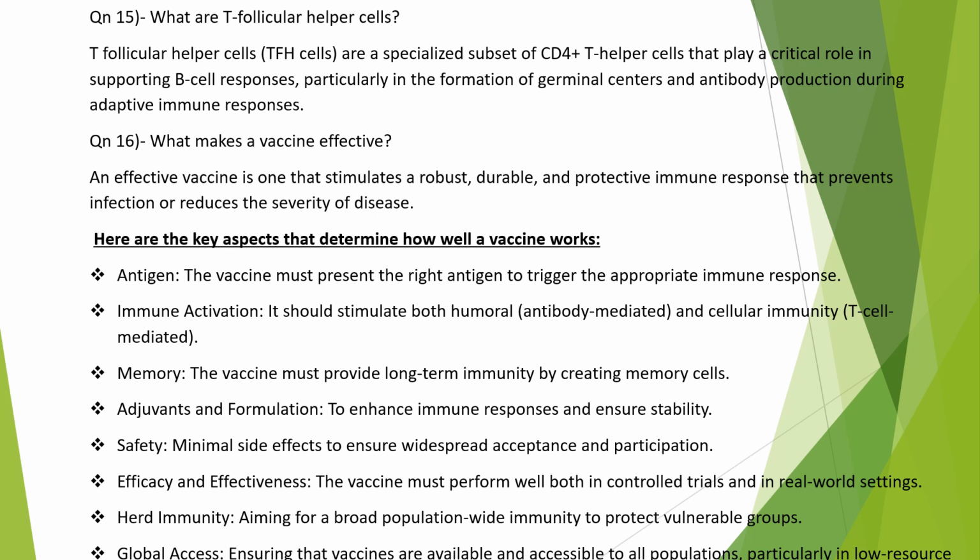The first one, we have the antigen, where the vaccine must present the high antigen to trigger the appropriate immune responses. Second, we have the immune activation. It should stimulate both humoral antibody and cell-mediated immunity. We have the memory, where the vaccine must provide long-term immunity by creating memory cells. We have the adjuvants and formulation. Later on, I will be defining what adjuvants are to enhance the immune responses and ensure stability. We have the safety, with minimal side effects to ensure widespread acceptance for patients.